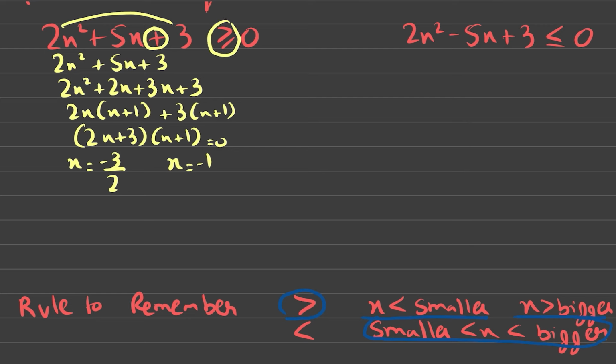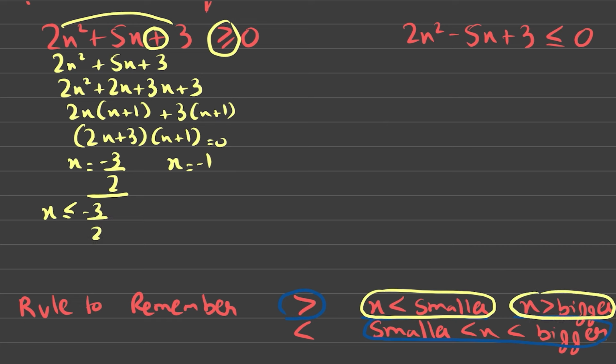Now what's the sign here? Greater. What did I teach you in greater? The rule is x is less than the smaller value. Which one is the smaller value? x is less than or equal to minus 3/2. And the other thing is x is greater than the bigger value, greater than or equal to minus 1. Sir, why did you put greater than or equal to? Because if the question has an equal to sign, the answer will have an equal to sign. Otherwise, you'll only write a less or greater sign.